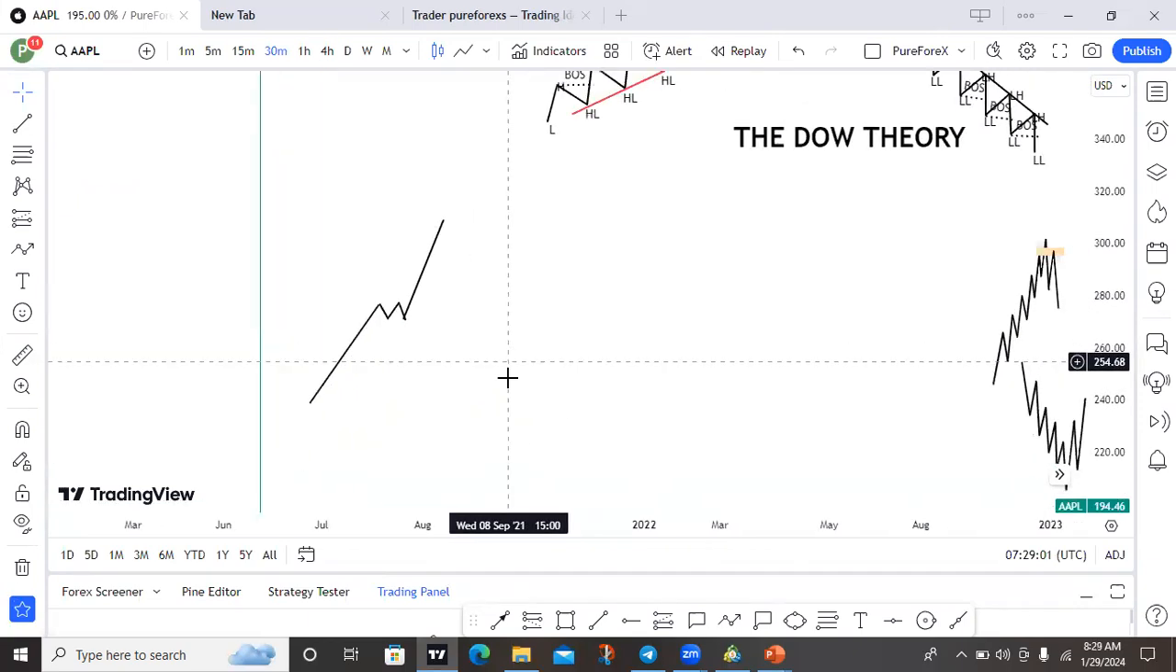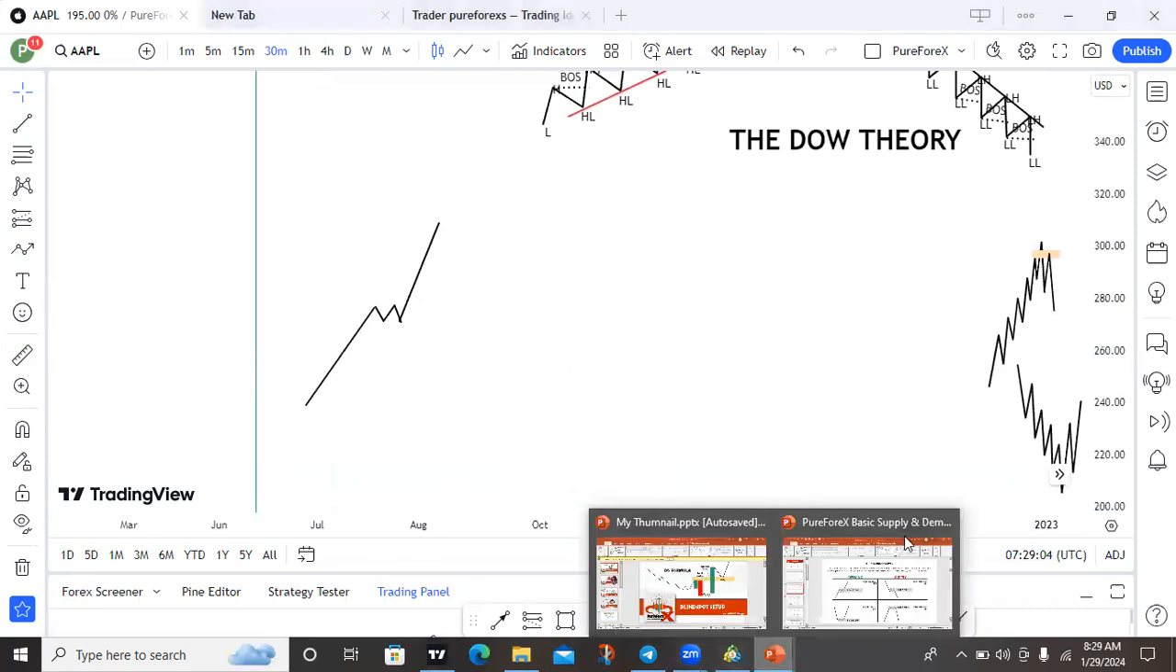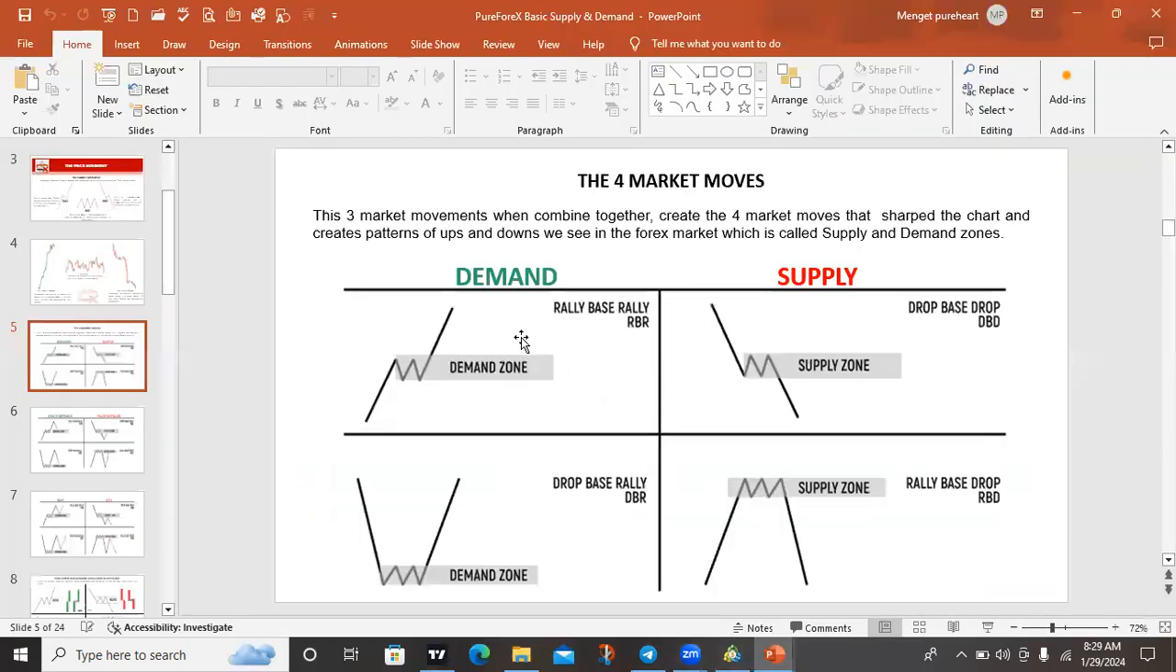So let's continue. We have the four types of supply and demand. We have two types of demand and two types of supply. So when these three market movements combine together, first of all, they give us this rally, followed by base, followed by rally. So this is what we call rally, base, rally.